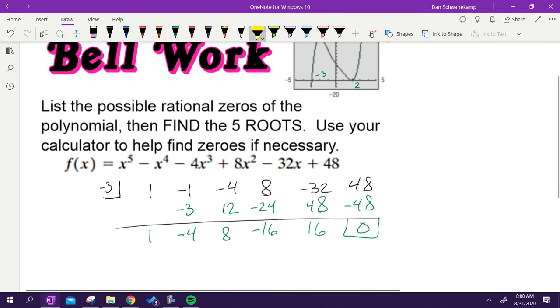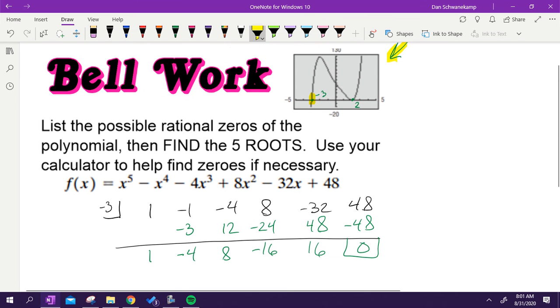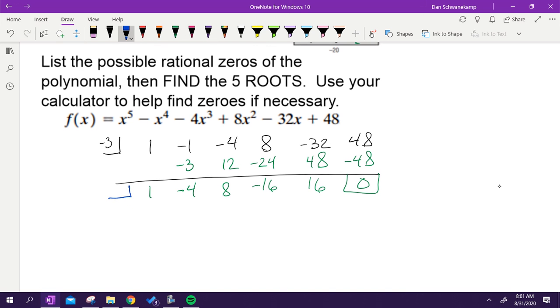What number should I try next now that I know -3 works? Let's jump right into 2. So we're going to do synthetic division. When I know it's going to work, I just jump right underneath it, and I'm going to work right below. That way I don't even have to write it again. That's how lazy I am.